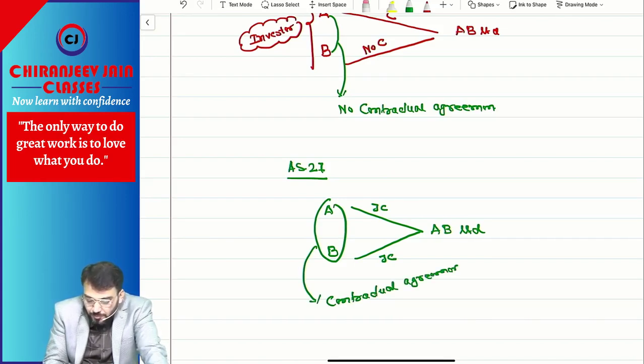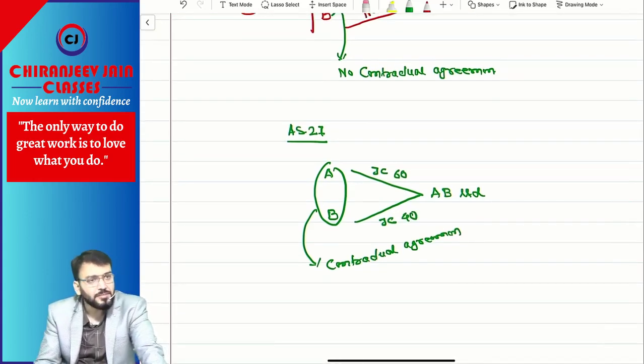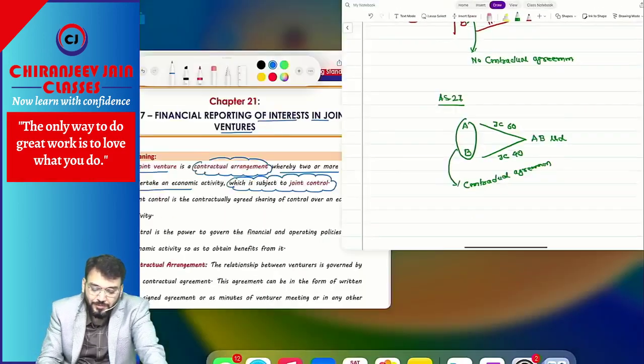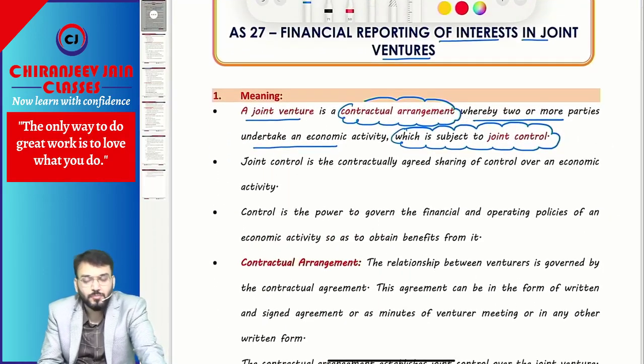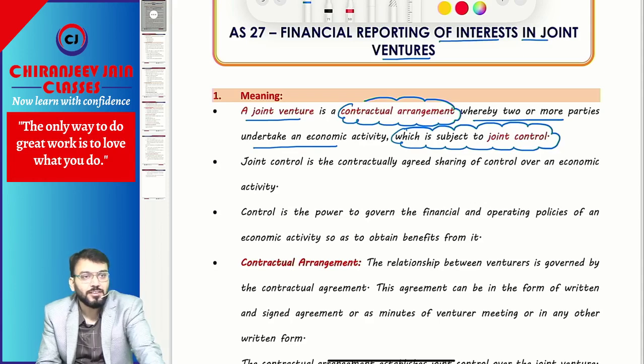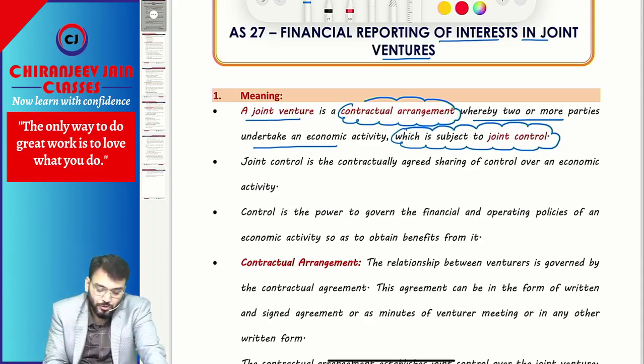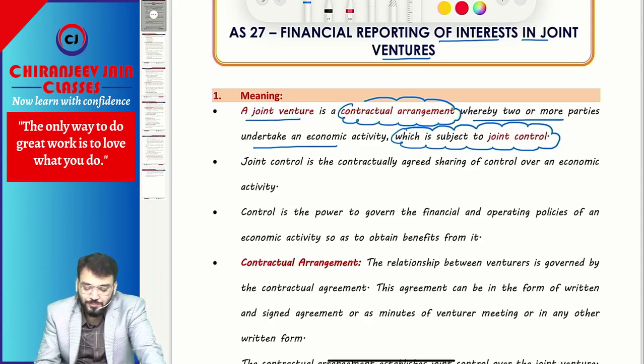Understood? It is quite possible it may be 60%, 40%, or it may be 30%, 70%, whatever. But can I say it becomes a joint venture? It becomes a joint venture. Got this point? So what are the two elements which are required for the definition of joint venture? One is contractual agreement, other is joint control. So once again, a joint venture is a contractual agreement whereby two or more than two parties, it may be more than two parties, may have joint control.